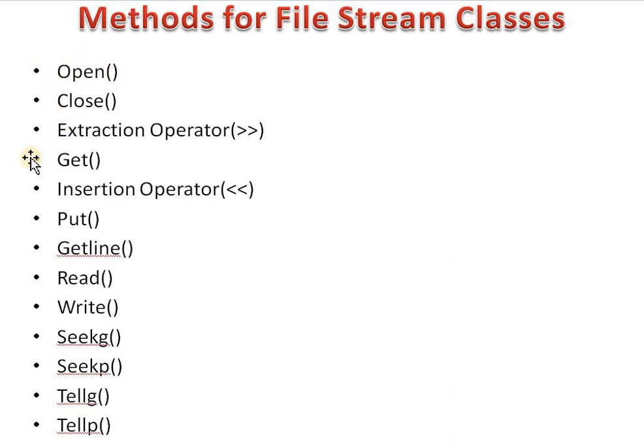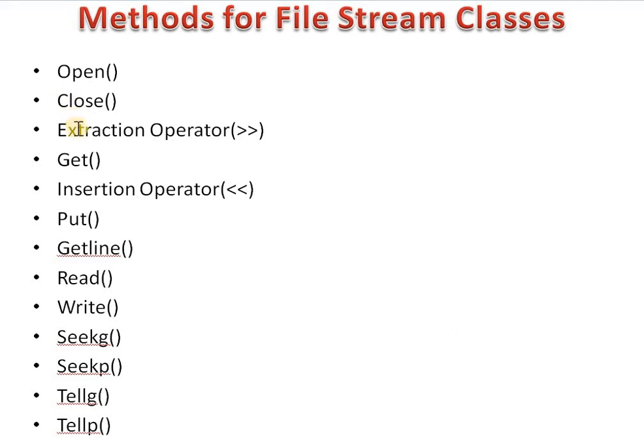Then the next method is close. This is another file stream class method. The close method terminates the connection between a stream and a file. The close method is used to terminate the connection between a stream and our file.